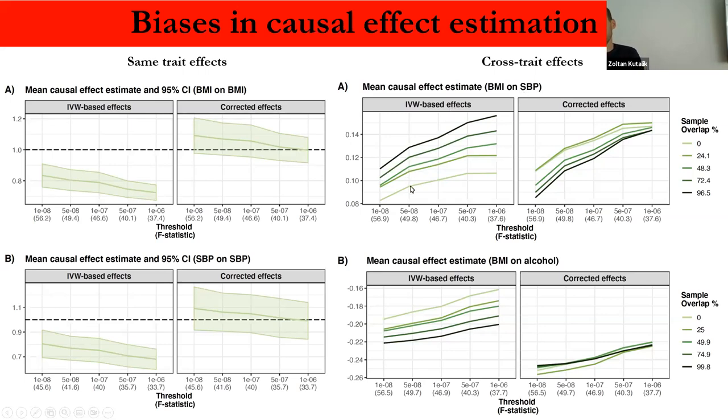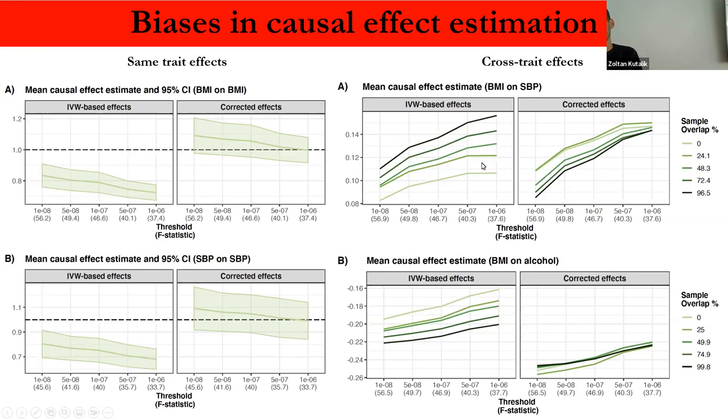We know there must be an effect. But if you just run a simple MR, and you vary the threshold for which you select the SNPs, the instruments, your answer will be different depending on the threshold. Of course, the lower the threshold, the more weak instrument bias you get. You can see how the F-statistic is going down as you decrease the threshold.